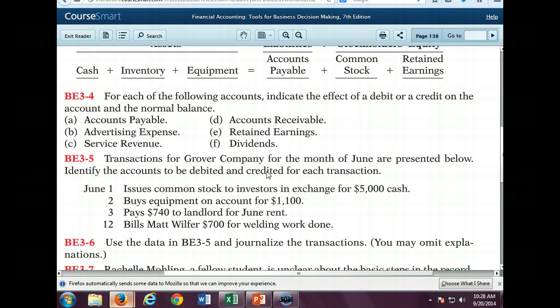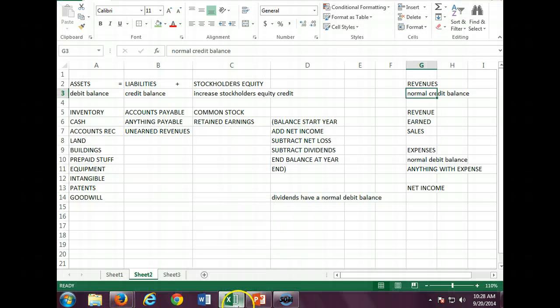accounts receivable. What kind of account is accounts receivable? It's an asset. What's the normal balance of an asset? Debit. So when we debit accounts receivable, what are we doing to it? Adding to it. When we subtract or credit the accounts receivable, what are we doing? We're decreasing it.